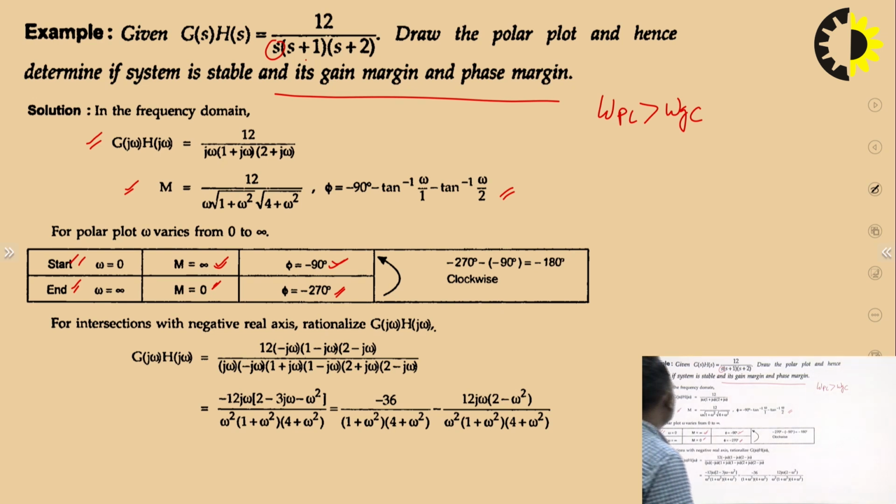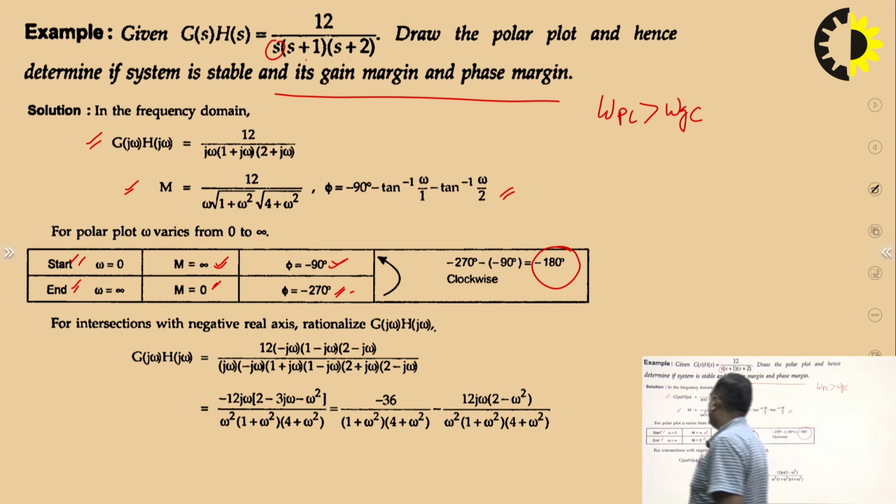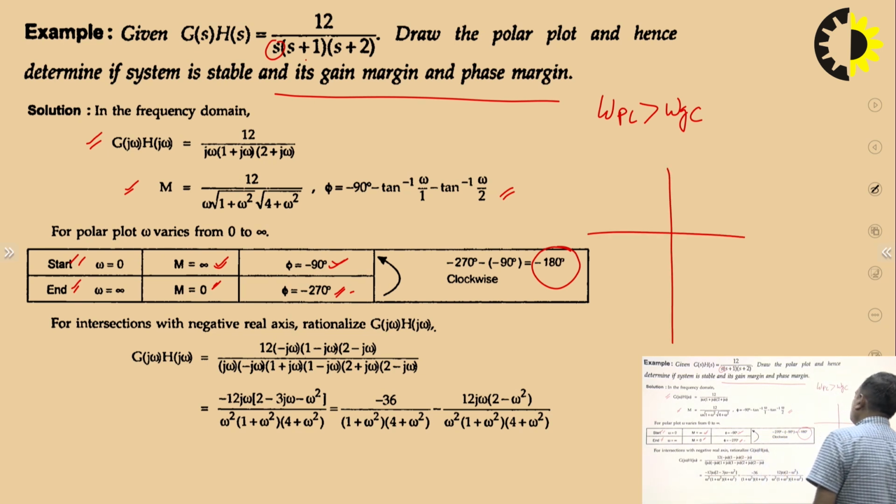So, the angle of rotation in this case is minus 270 minus of minus 90 degrees. It means minus 180 degrees, a clockwise rotation. If you want to draw this plot, at omega equals 0 the magnitude is infinity and the phase angle is minus 90 degrees. So somewhere here you have infinity at minus 90 degrees, and omega equals infinity means magnitude equals 0 here and the phase angle is minus 270. So this is minus 90, minus 180, minus 270.